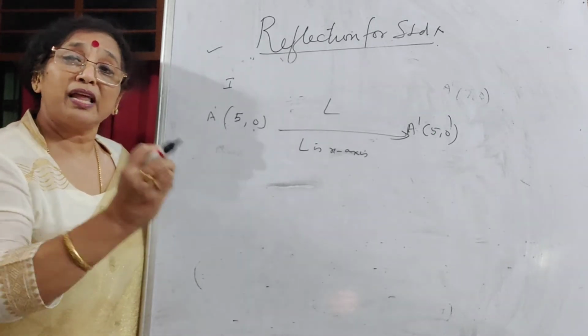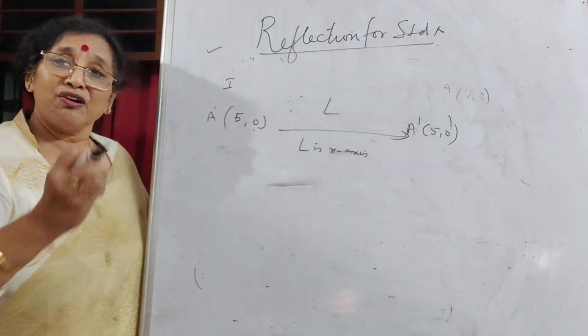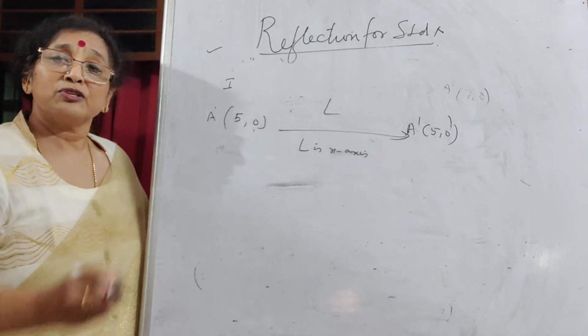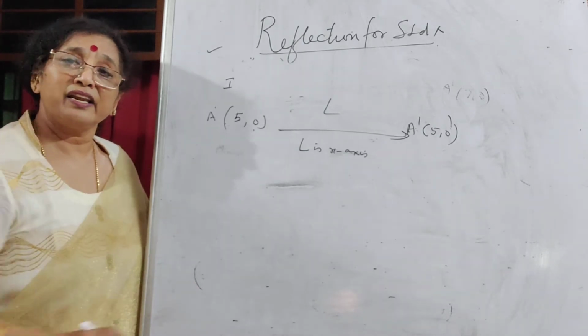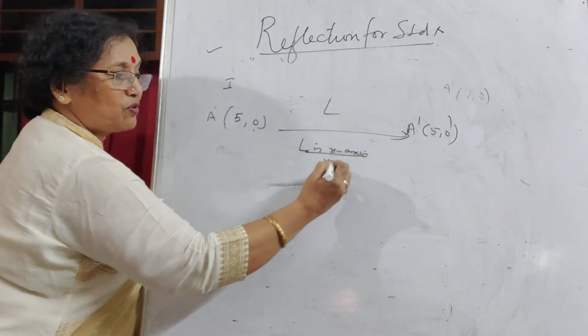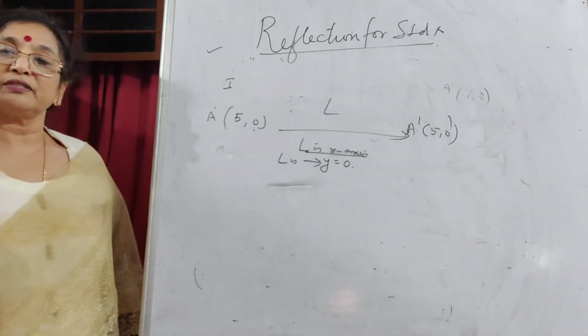So describe the line L. Now you know 5 is not changing in sign and 0 you don't put a negative sign. So this is reflection in the x-axis. This is the x-axis, and the equation I told you is y equals 0. So the equation of L is y equals 0.